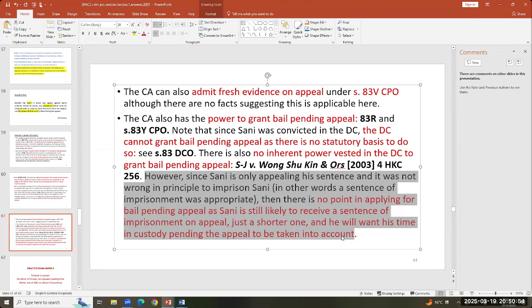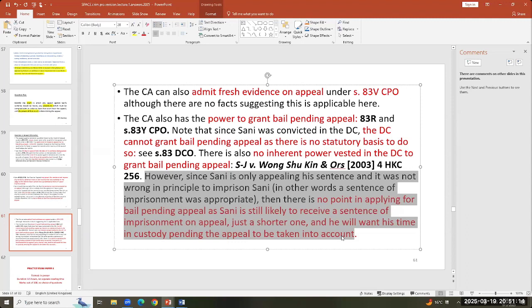So if he does get bail pending appeal, what's the point? If he's successful in his appeal against sentence, he's going to have to go back into custody. He may as well stay in custody, and then the time that he serves will count towards his release date. Okay, so just practically thinking about it, there's no point applying for bail pending appeal here.